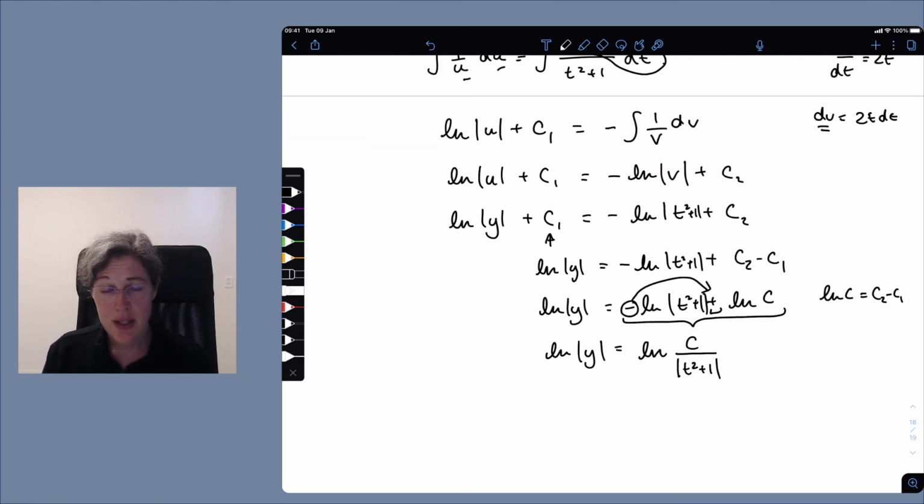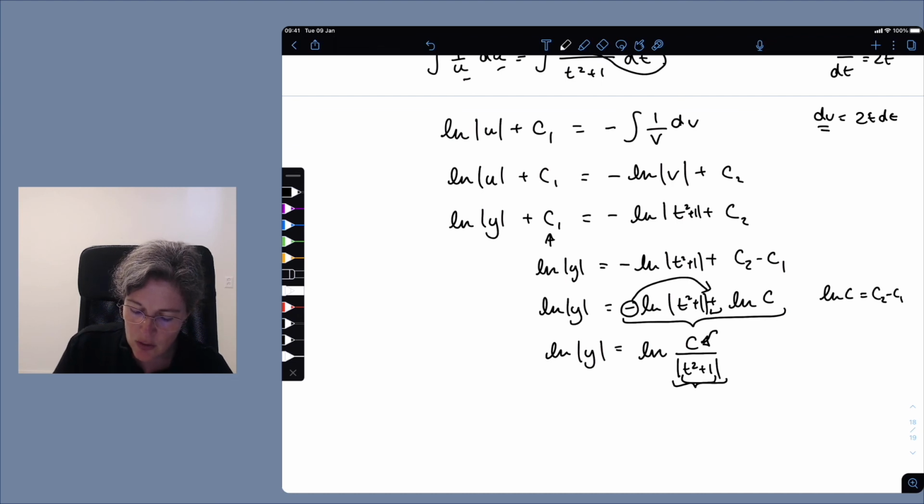All right, and now you can see we're getting somewhere where we might actually be able to solve for y. Notice that this bit here must be positive, because t squared is always positive, add 1 is always positive. So in fact the bit inside the absolute value must be positive, so there's no reason we need the absolute value signs. And since that's positive, we can conclude that our c must always be positive, because otherwise our natural log would have exploded. Okay, so what we've actually got is the natural log of y is equal to the natural log of c over t squared plus 1.